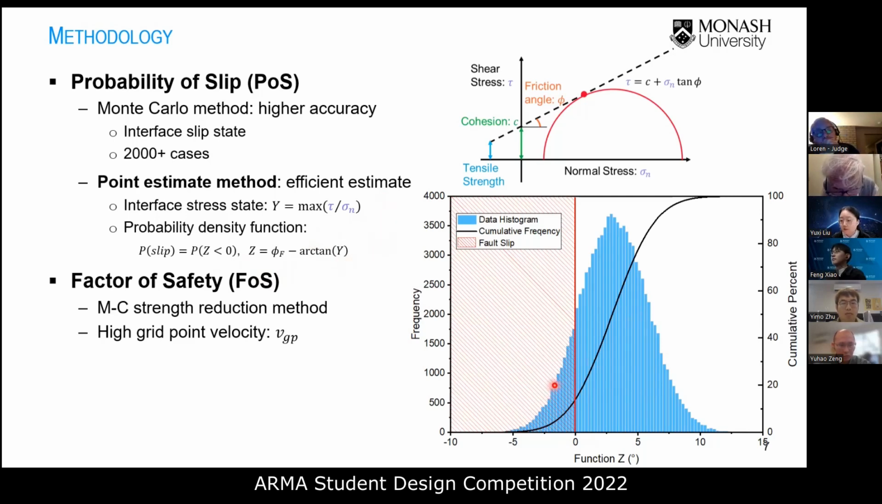The figure at the bottom indicates the probability density function of C. The curve in black is the cumulative curve. Since we wish to know the probability of the fault slip state, the red area of C less than 0 locates the POS values around here.